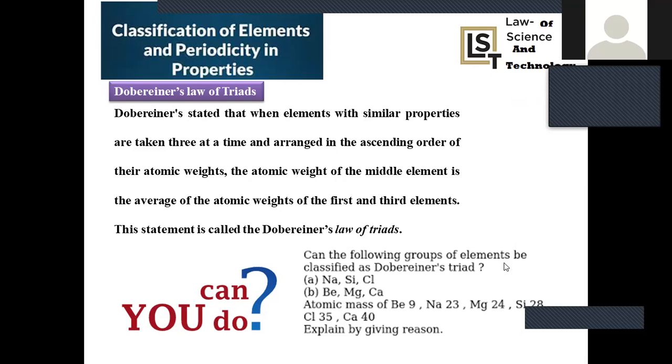Can we arrange the following elements in accordance with the Dobereiner triads? Sodium, silicon, chlorine, beryllium, magnesium, calcium, based on their atomic mass. If atomic mass is known, how can we categorize? You can take the first and third element, take the mean of these two, and that should exactly resemble the central one. If it is so, then you can say these three are said to be a triad system.